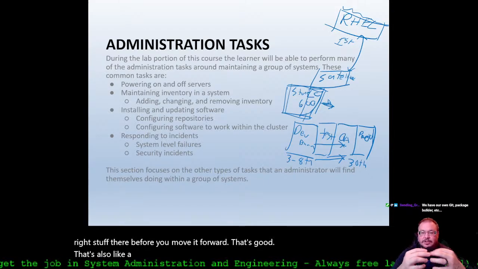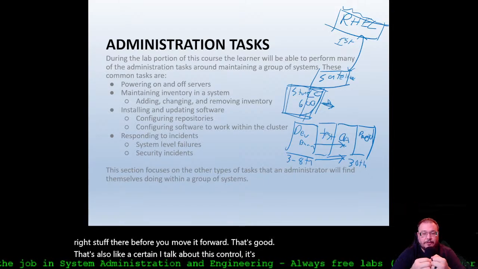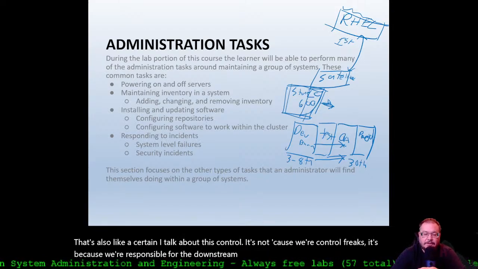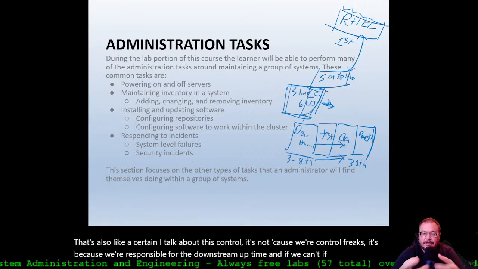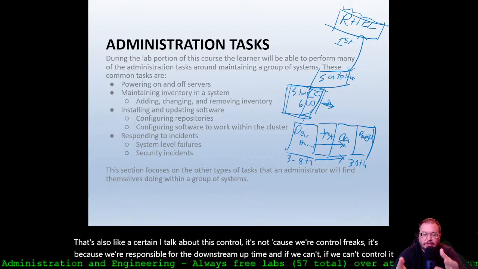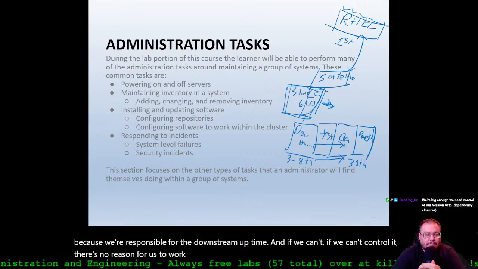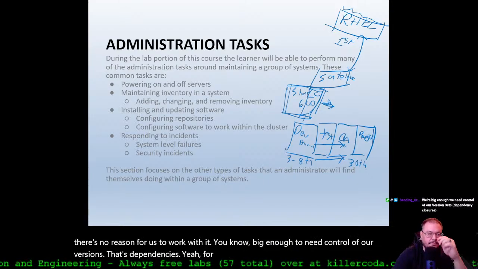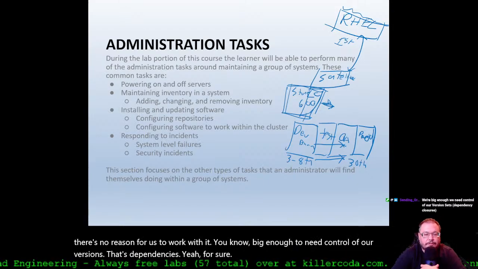I talk about this control. It's not because we're control freaks. It's because we're responsible for the downstream uptime. And if we can't control it, there's no reason for us to work with it. Big enough to need control of our version sets and dependencies. Yeah, for sure. Absolutely, you guys are for sure.